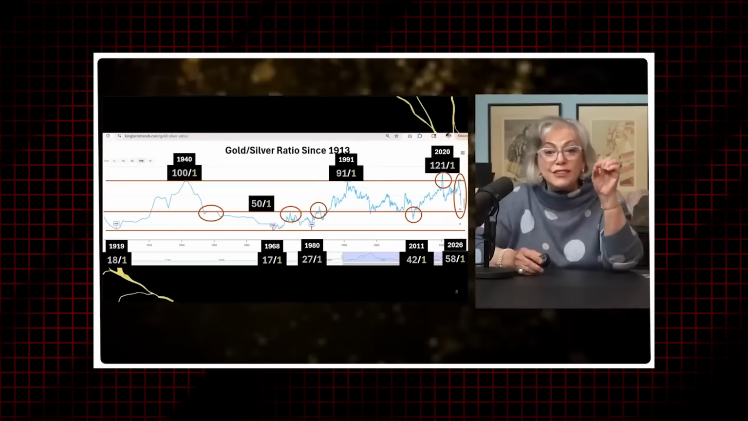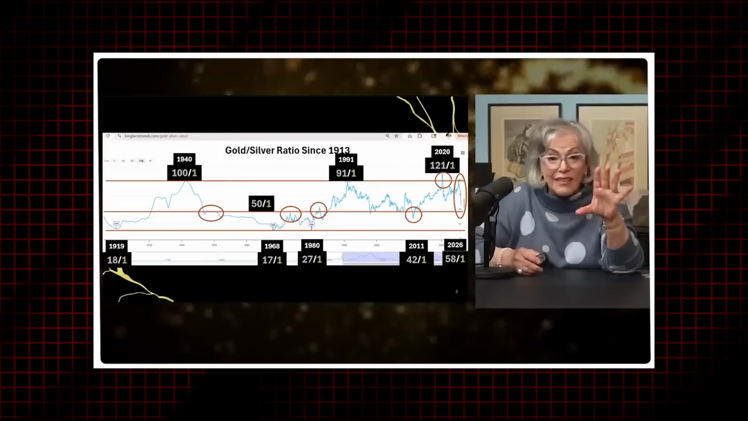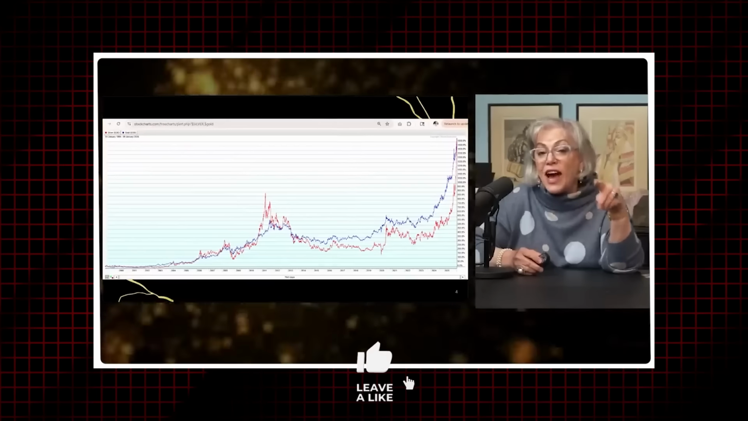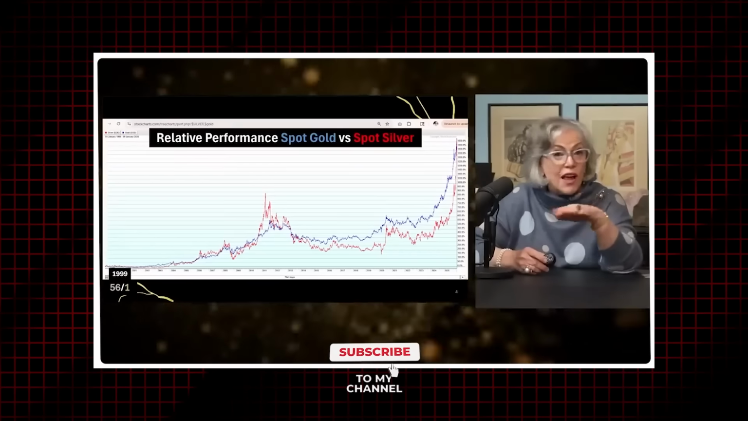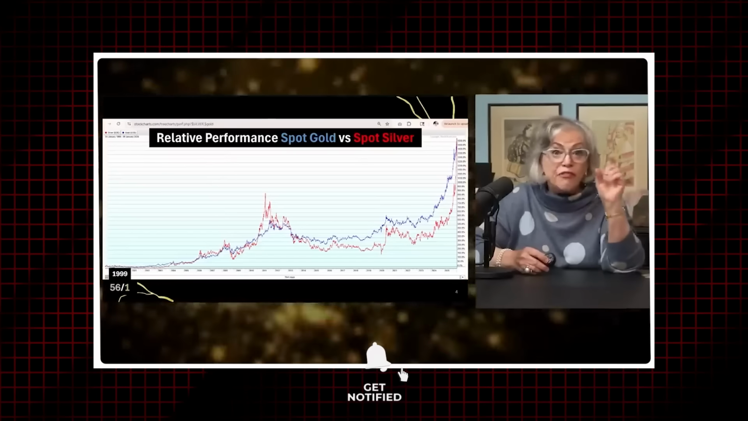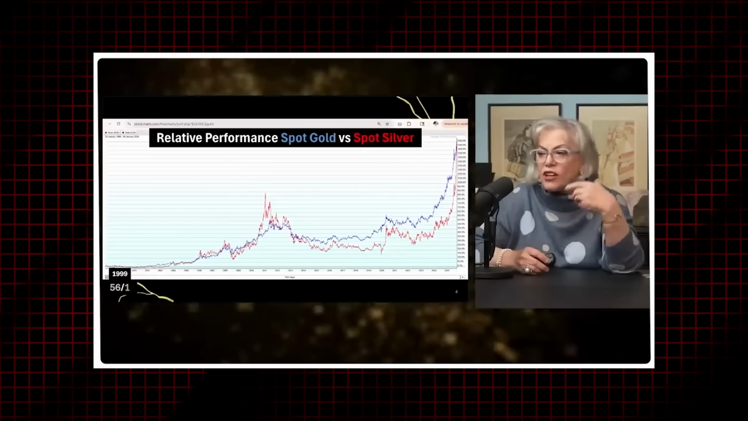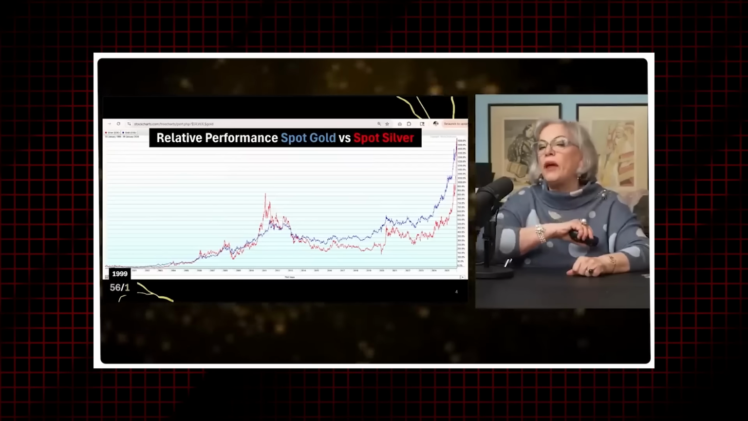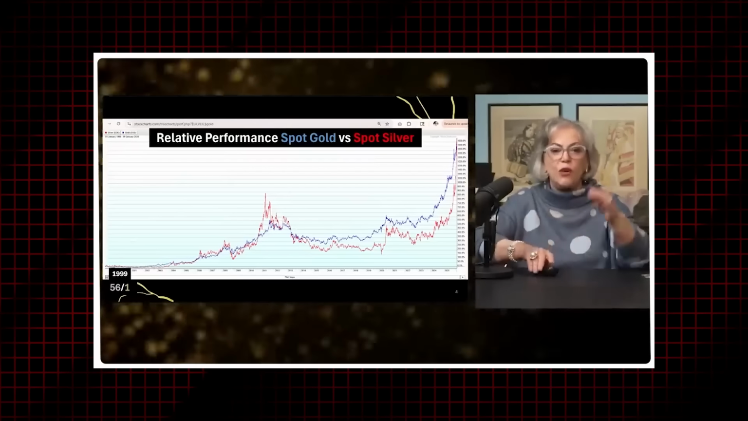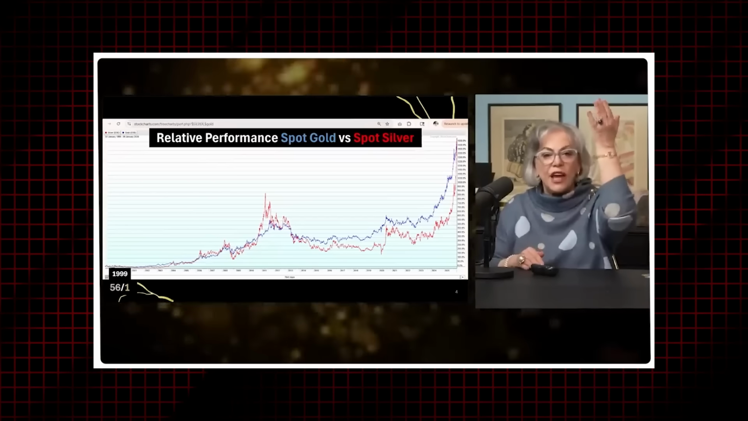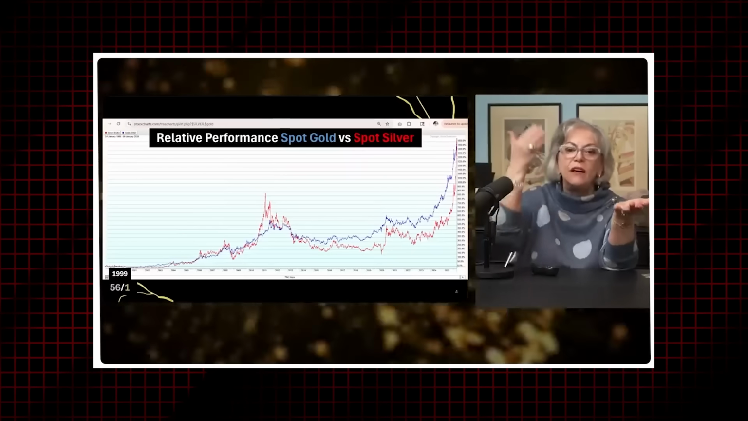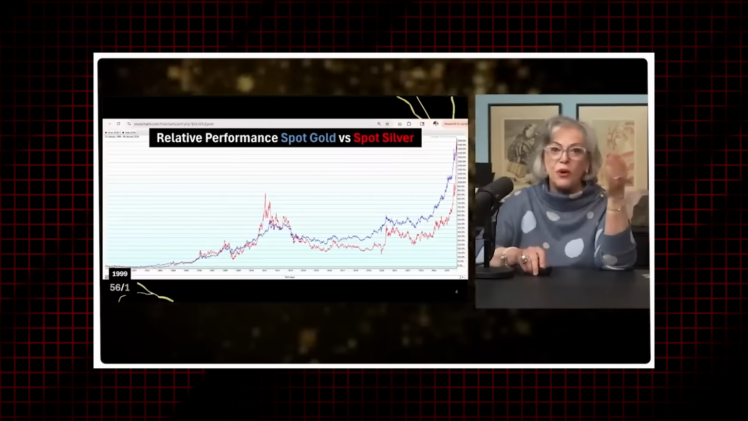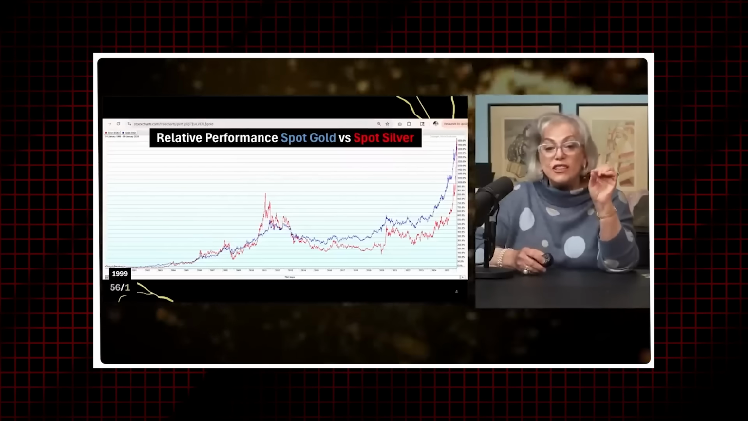We're going to know this soon because it's testing that level. But I want to take you on a little bit of a journey to help you also see that, and that's in this relative performance chart. Any of you can do it. I've shown you how. I've done videos on how you can do this yourself because it's on stockcharts.com. And you can pull this up and you can compare anything that you want. It's relative performance. In this particular case, spot gold, which is that blue line, to spot silver, which is that red line. I can't control the color of the lines, or maybe there's a way to do it, but I don't know how to do it. But this is the relative performance.